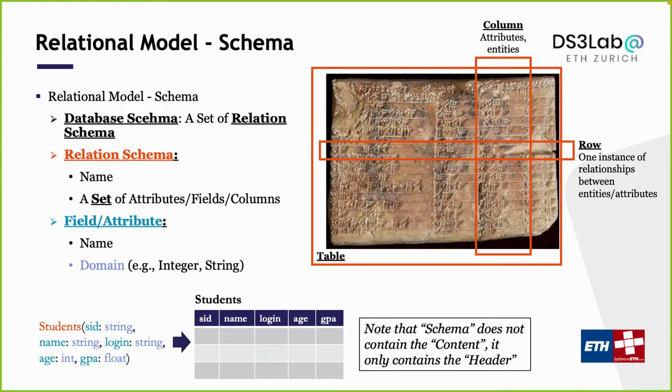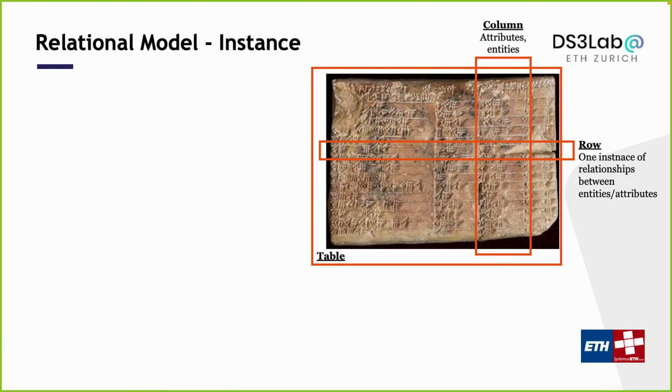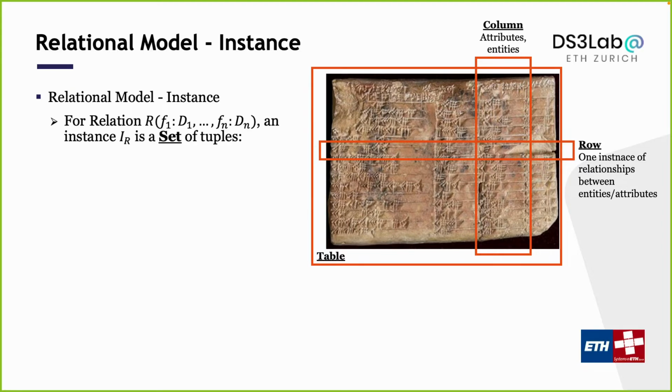Let's fill in the content. So we call the content an instance of this relation. Okay, so here's how we define it. Assuming I give you a relation R with the following schema, that the name is R, it has n different attributes, f1 to fn, and every single one of them has a domain, a data type, d1 to dn. Assuming that's my schema, it defines a table with n columns.